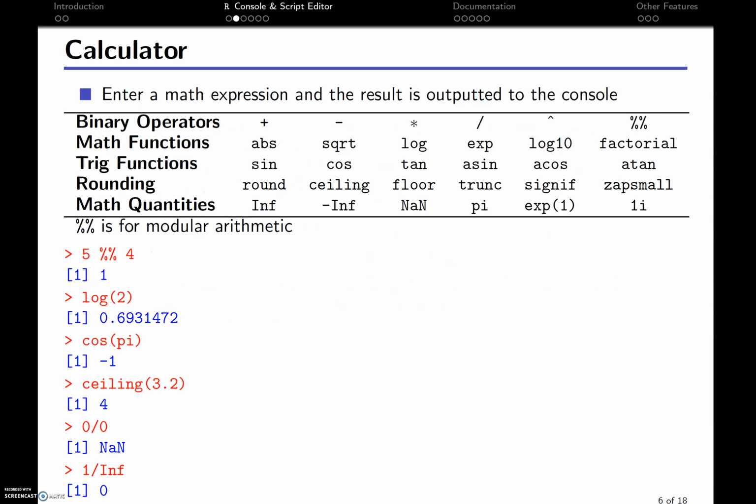Here are some of the functions that we can use. We'll practice evaluating these in the console here. Notice we have all the binary operators, the math functions, the trigonometric functions. We can round numbers, and then we can also use word-based expressions for mathematical quantities. So, for example, let's take a look at this modulus function here.